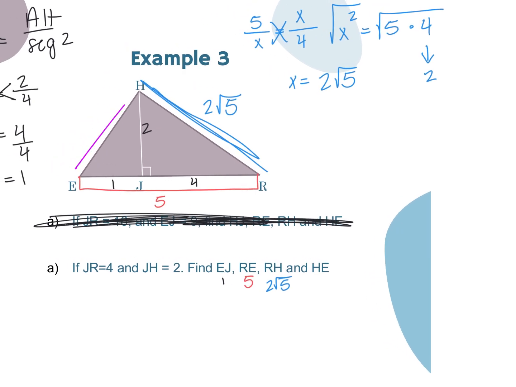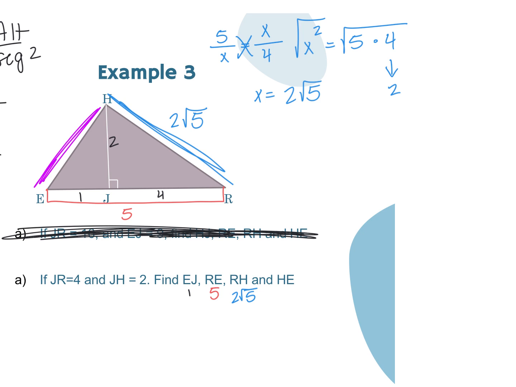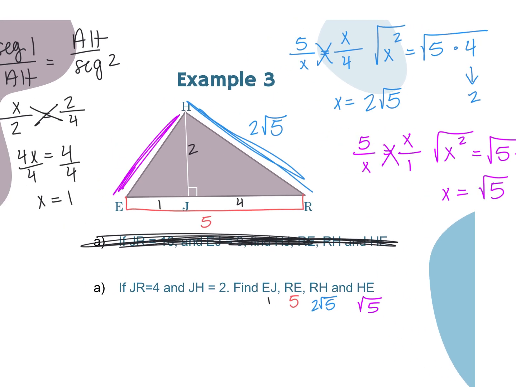And my last one, HE, I have my hypotenuse over, I don't know what my leg is, equals my leg over 1. Cross multiply. x squared equals 5 times 1. Get rid of that squared. x is going to equal the square root of 5. Can I simplify that? And I'm done.